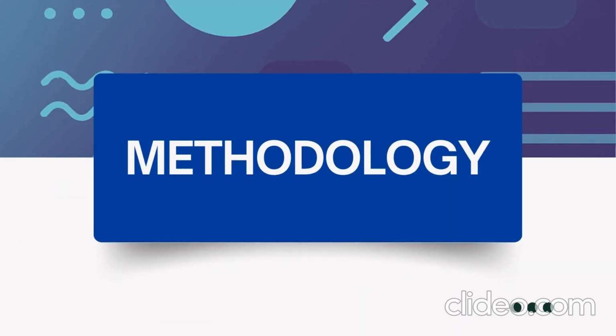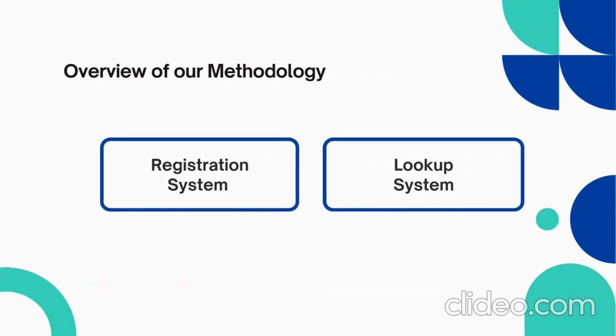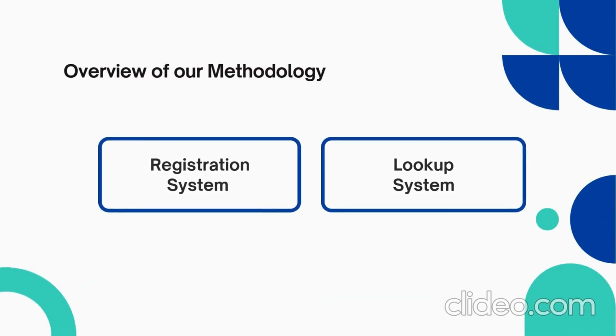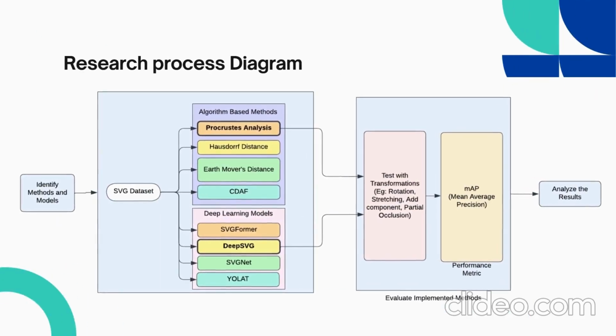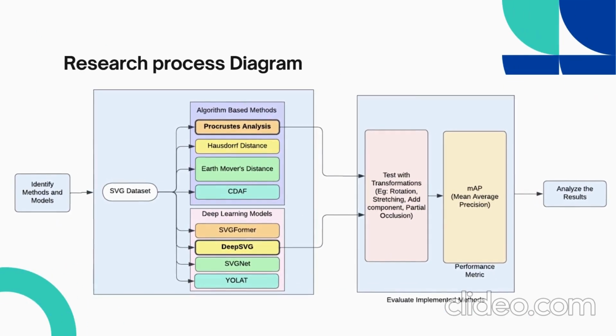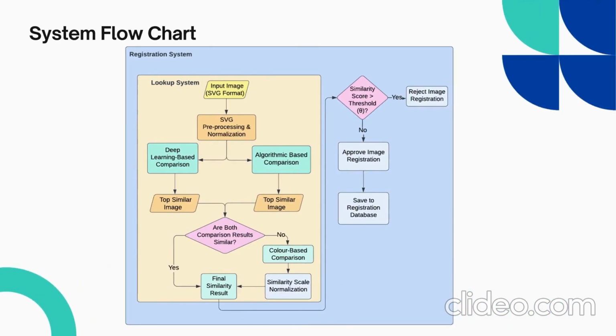Now, let's look at our methodology. Our system has two main parts: a registration system, to register logos and prevent duplicates, and a lookup system, for public searching. This diagram shows our research process. We tested both algorithmic and deep learning methods on a dataset with real-world distortions. We then used the mean average precision metric, or MAP, to evaluate the results and select the best approach for our final system. Here is the workflow of our final system.